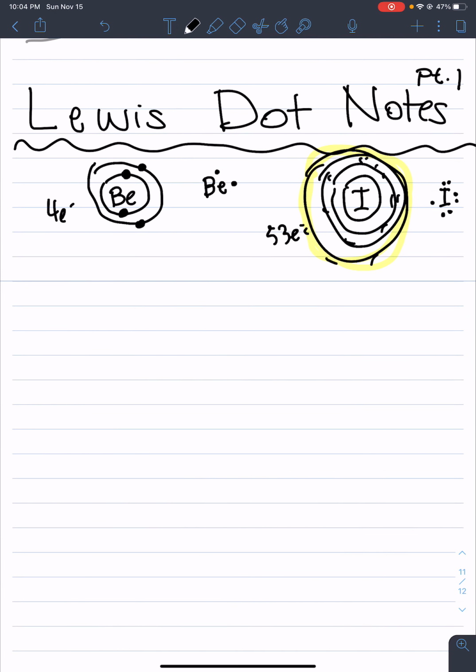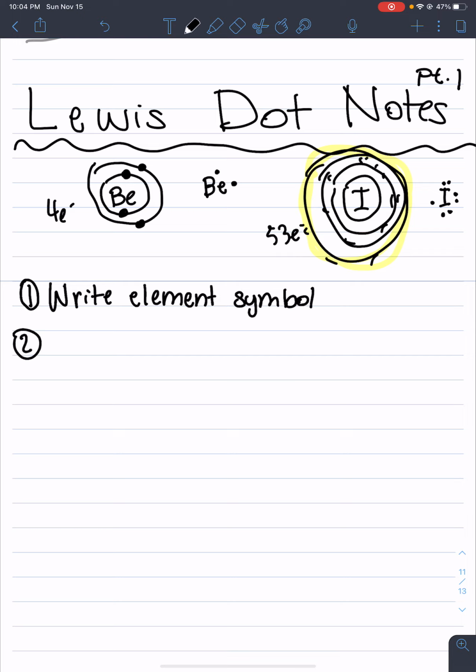So there's 2 steps in writing Lewis dots. I would start writing your notes at this point. You don't need to worry about the above notes, but here you need to start writing. So here are your 2 steps. Your first step is to write your element symbol. And then your second step is to put the number of dots for your valence electrons.